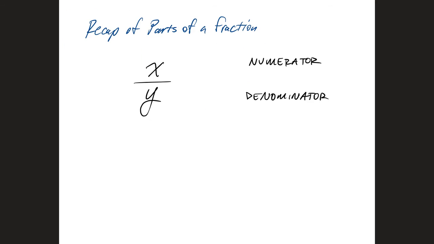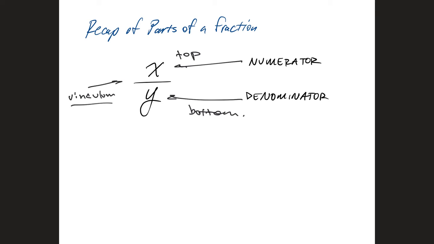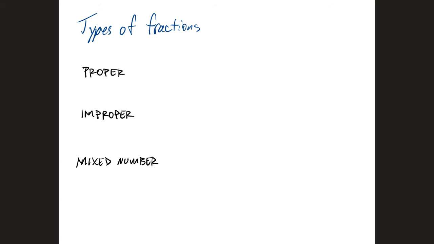Let's get started. So we're going to recap the parts of a fraction. So here's our fraction, x over y. This little guy is called the vinculum. That's the bar between the numerator, number on the top, and the denominator, number on the bottom. Hopefully that refreshed your memory. Vinculum might be a new term for you. Let's review types of fractions.